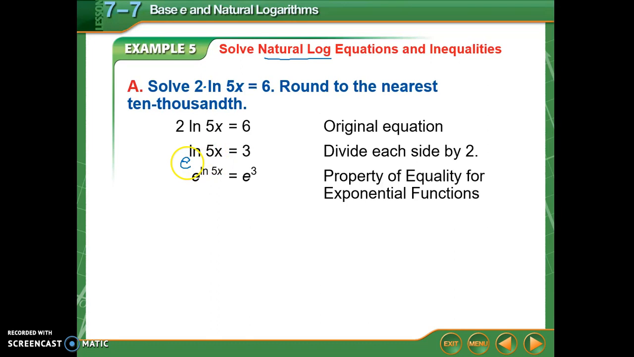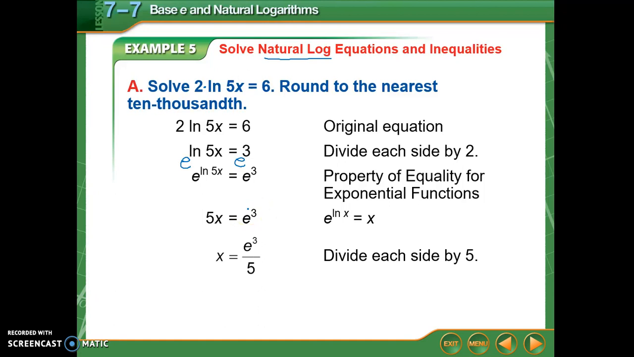One is I'm taking e to the power of the natural log of 5x and e cubed. When I do that, the e and the natural log undo each other because they're inverses, and I get 5x equals e cubed. Remember that e is a number, not a variable. And then I divide by 5 on each side, and I would use a calculator to get the answer.